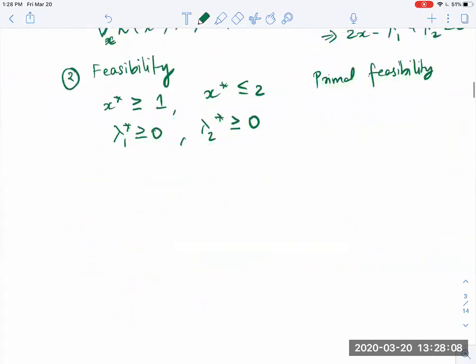Okay. So what is the other most important KKT condition? Complementary slackness. So what is this? What does complementary slackness say?